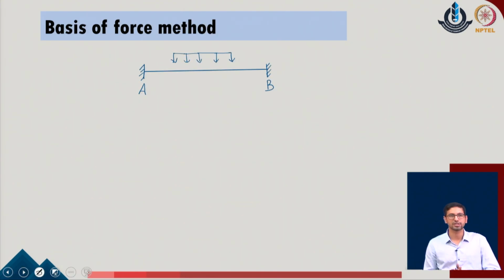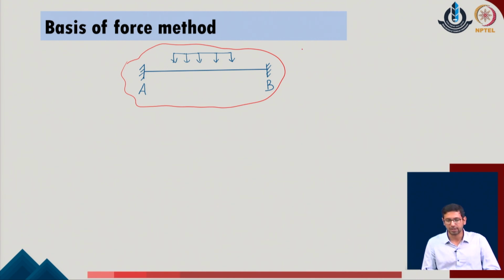Now, to understand the basic concept of the force method, we will try to see a simple example. We have a simple problem in which a beam fixed at both ends is subjected to some external load. Initially, the system is statically indeterminate, so we have a degree of static indeterminacy for the given problem which can be evaluated.